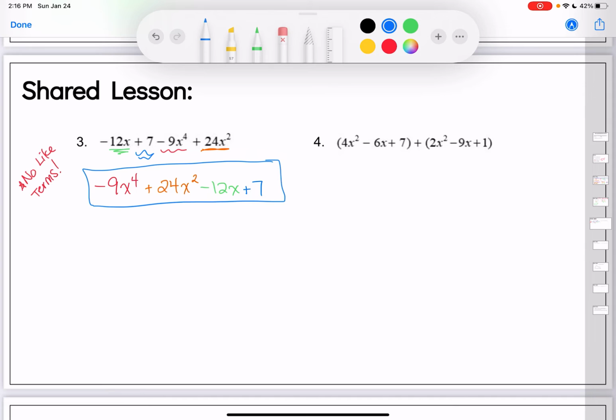Okay, so that's when you have a single polynomial and we just want to simplify it using our like terms idea. Now in number 4, I'm actually adding two different polynomials together, right? Notice this first polynomial has 1, 2, 3 terms. Remember what a 3-term polynomial is called? It's called a trinomial, right? And then in my second one, I have 1, 2, 3 terms. So that's also a trinomial. So I'm going to do a trinomial plus a trinomial, right? That's the idea here, is sometimes you're going to have these expressions that you want to add together, okay?